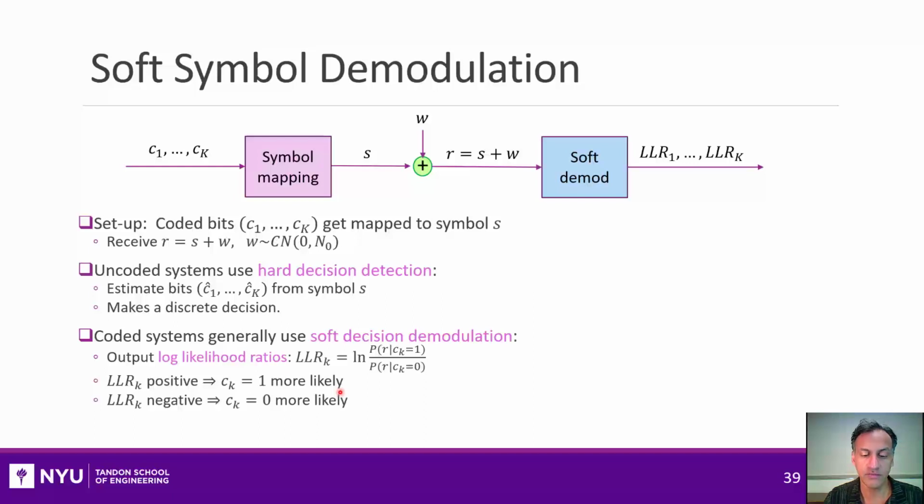If it's positive, it means that this numerator is larger, meaning bit 1 is more likely. And if it's negative, it means that bit 0 is more likely. And if it's right in between, you have no idea, it's 50-50, that number will be 0. All right, so it's basically the same idea of what we're doing in detection, but we're getting this soft probability.